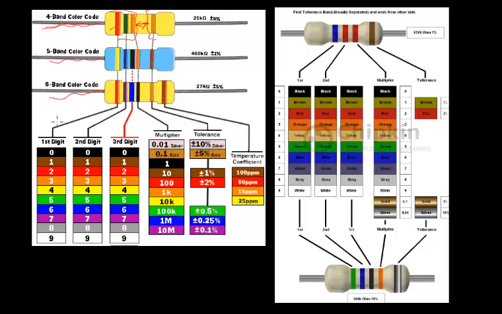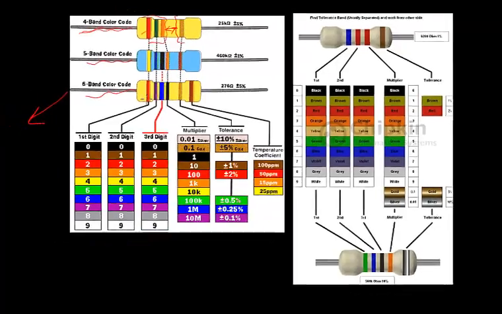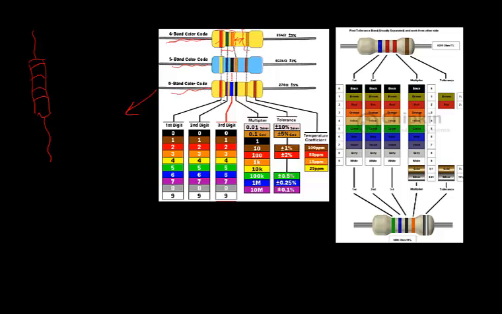So let's talk about this 6-band color code. In a 6-band, 5-band or 4-band color code, when 3 or more bands are grouped together, the first color on the lead side denotes the first digit. So this is red, that means digit 2. The second color is purple, that means digit 7. The third color is blue, which is the third digit, that's 6. So this represents the number 276.